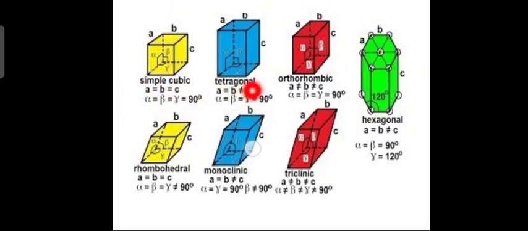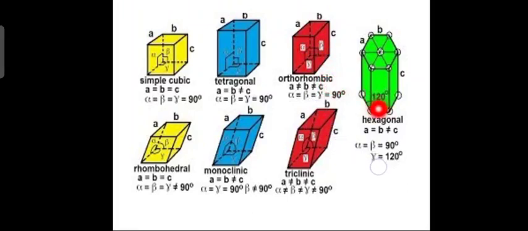This is tetragonal. A equals B, but B is not equal to C. You can see here A equals B, but B is not equal to C. That means two side lengths are the same, but this side length is not the same. This is larger, C length is larger. And all the bond angles, alpha, beta, and gamma, are equal to 90. Orthorhombic. You can see here A is not equal to B, not equal to C. None of the sides are equal, but the bond angles are the same. Alpha, beta, gamma equal 90.